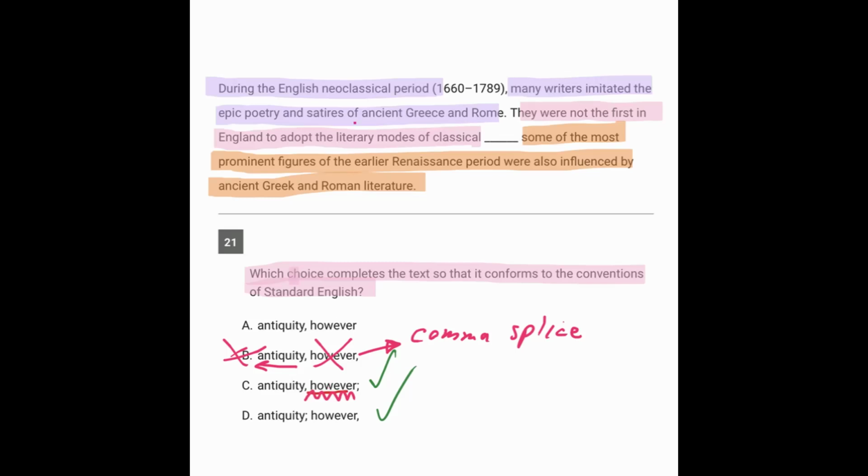It's telling us that the pink part of the sentence is contrasting the purple previous sentence. So, during this period, writers imitated the poetry of ancient Greece and Rome. However, they were not the first to adopt those literary modes. So there is a contrast there. Many people did it, but they weren't the first ones to do it. And then in orange, it explains in an earlier period, other people did it as well. So that, however, being placed before and not after the semicolon, that's a very, very important SAT moment that you should pay extra attention to. And it comes up very frequently.